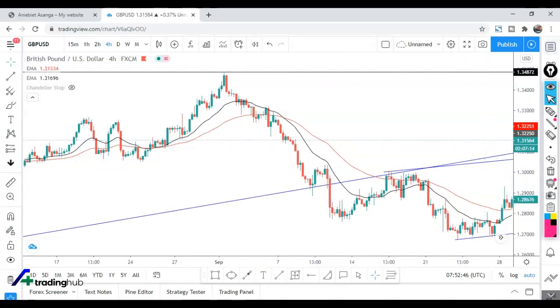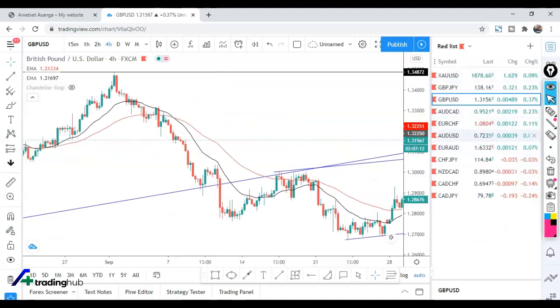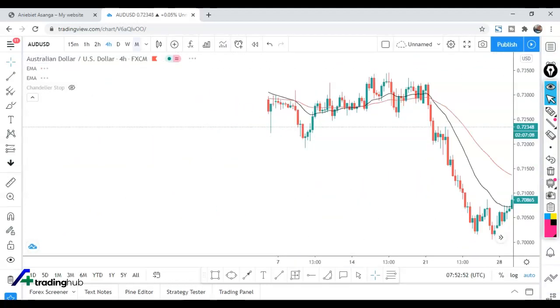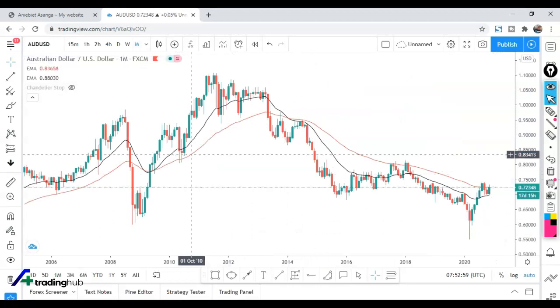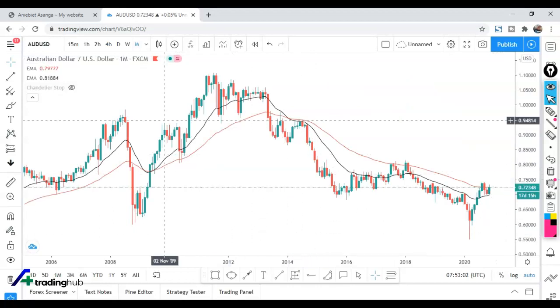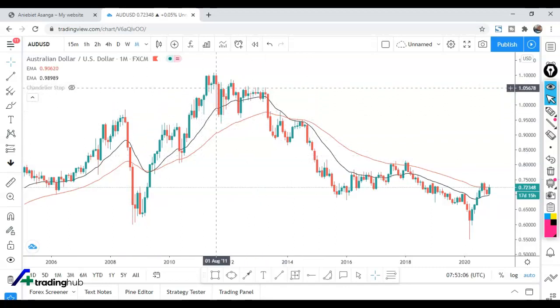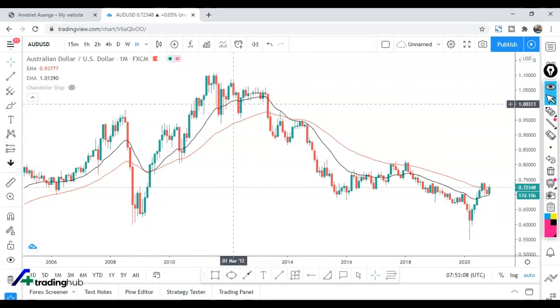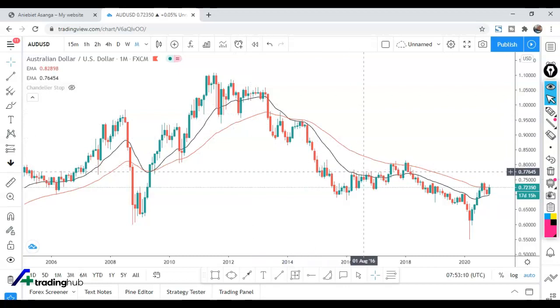So let's look at another pair, AUD USD. We start from the higher time frame. Look at how sexy it is on the monthly time frame. Now if you were to trade off the monthly time frame right now, you won't be using this 20 EMA right here. You see, you won't be using this 20 EMA right here.